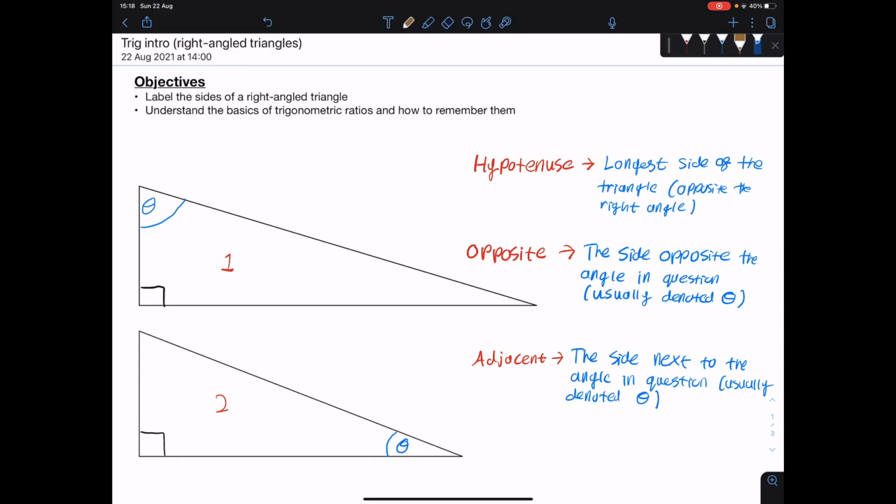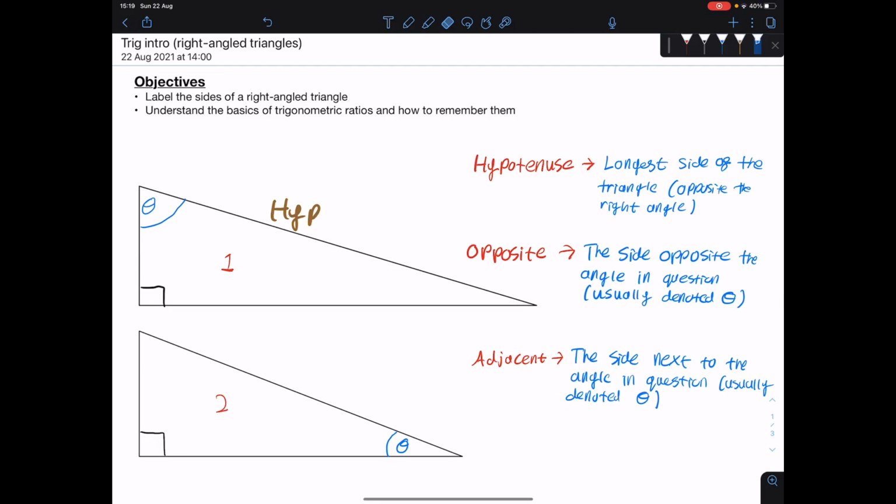In this triangle, we will be considering this angle here, labelled theta, and we label the sides of the triangle with respect to this angle. So firstly, we want to label something called the hypotenuse. And the hypotenuse is just the longest side of the triangle, which is always found opposite the right angle. So if we look at our right angle, and we look opposite the right angle, we will find our hypotenuse.